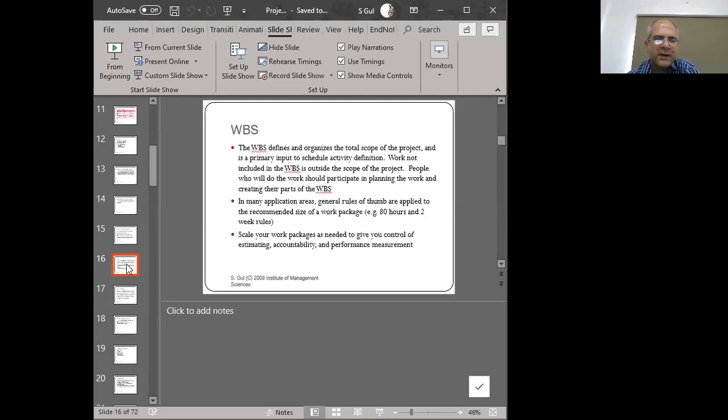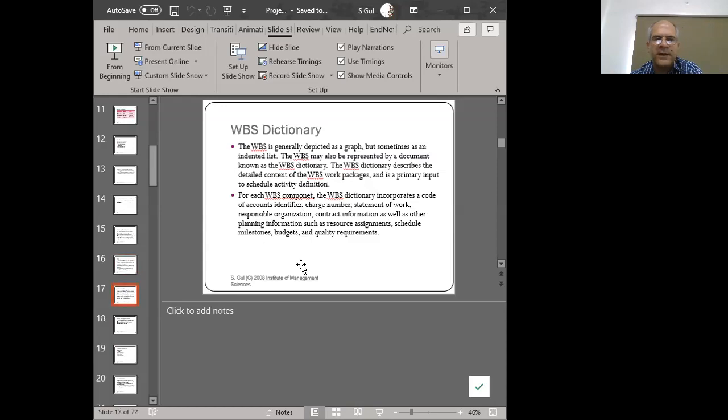So if you have that, you keep on using it. And you scale your work packages as needed, right? As needed to give you control. So certain work packages may be left at a higher level and you don't decompose them too much because you had a certain heuristic. So you use that, that's fine. Other work packages have to be decomposed more because you didn't have a heuristic or a rule of thumb available.